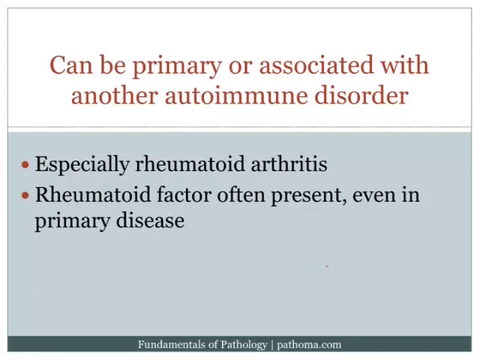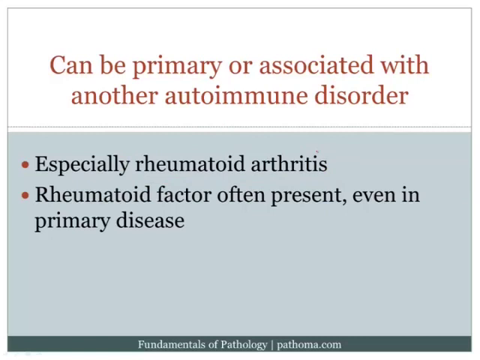When patients have Sjogren's syndrome, it could be primary, or it can be associated with another autoimmune disorder. It's very common for Sjogren's to be associated with another autoimmune disorder. There's a whole variety of autoimmune disorders that can be associated with Sjogren's. However, the most common is rheumatoid arthritis, and so that's an important high-yield point to be aware of.